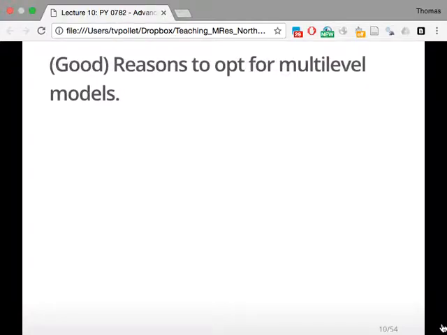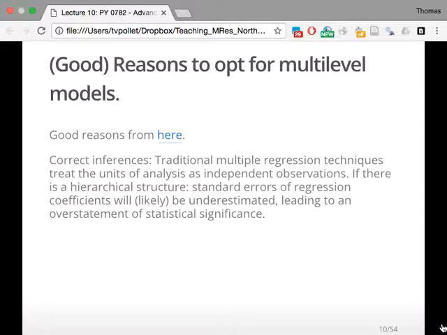So in case we're not convinced, there are some further good reasons to opt for multi-level models. They're from a guy who wrote the MLwiN program, so you can click on the link. I've just copied that from there. So correct inferences, that was what I was banging on about.